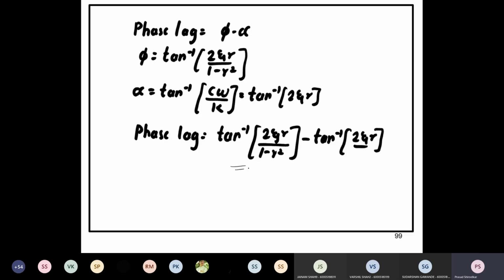Any other questions? Okay. So we were on this phase lag. So phase lag is phi minus alpha, and phi is tan inverse of 2 zeta r upon 1 minus r square, and alpha is equal to tan inverse of c omega by k, that is equal to tan inverse of 2 zeta r. All right. So phase lag becomes tan inverse of 2 zeta r upon 1 minus r square, minus tan inverse of 2 zeta r.